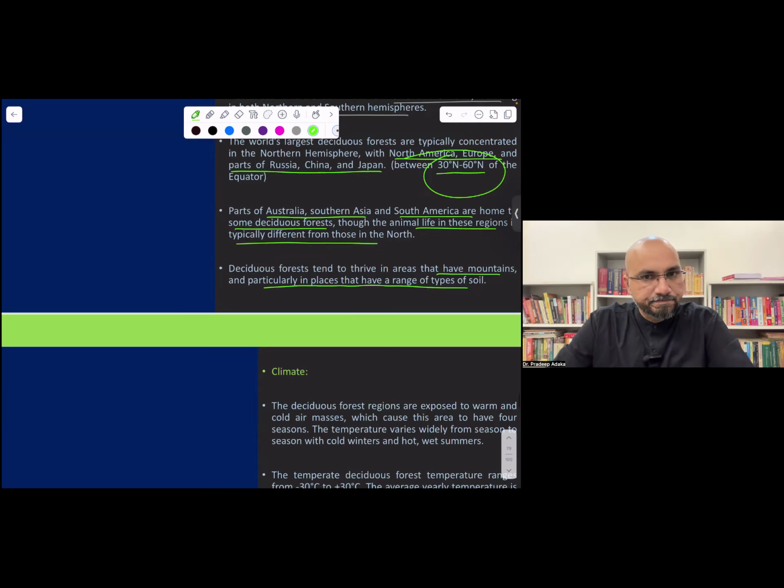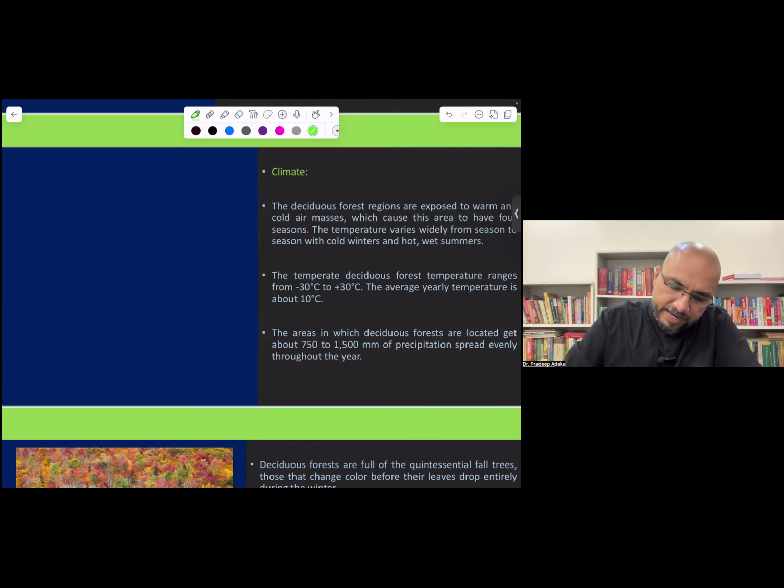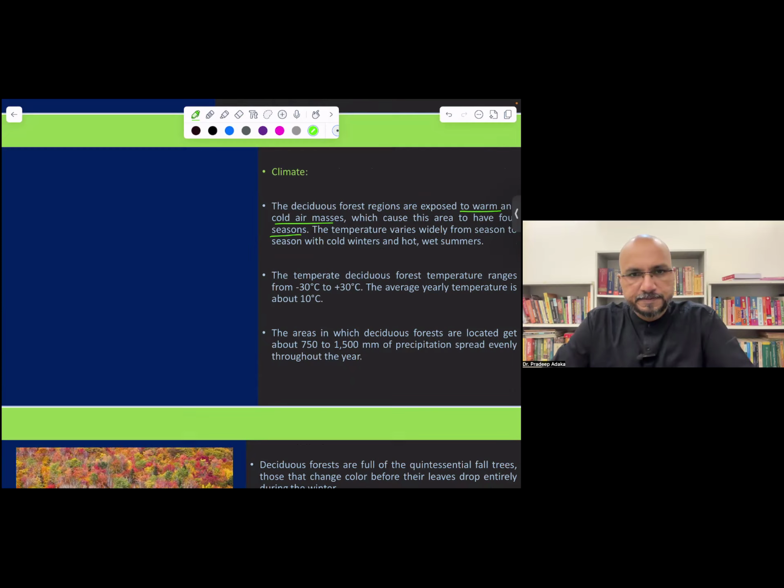Climatic conditions. Deciduous forest regions are exposed to both warm and cold air masses, which causes these areas to have four seasons: summers, winters, spring, and autumn. In temperate deciduous forest the temperature ranges from -30 to +30. Average yearly temperature is 10 degrees Celsius. In the summer, the temperatures can go up to +30. In the winters, it can go down to -30. Average yearly temperature is 10 degrees Celsius.